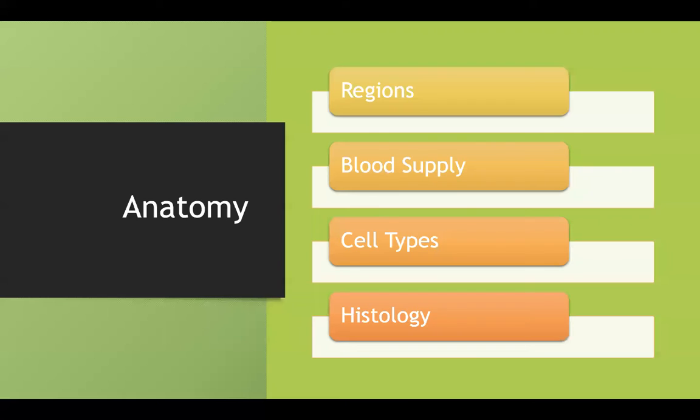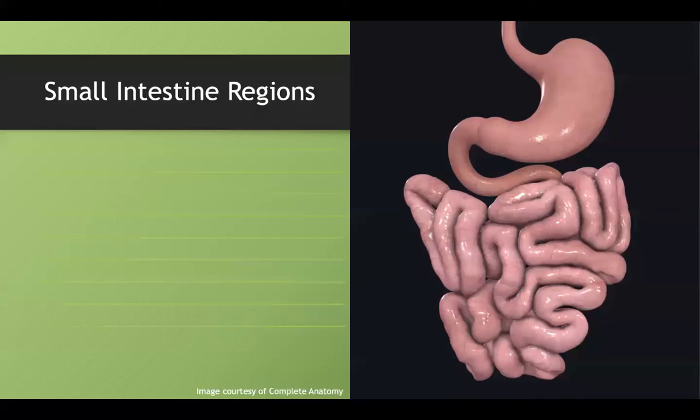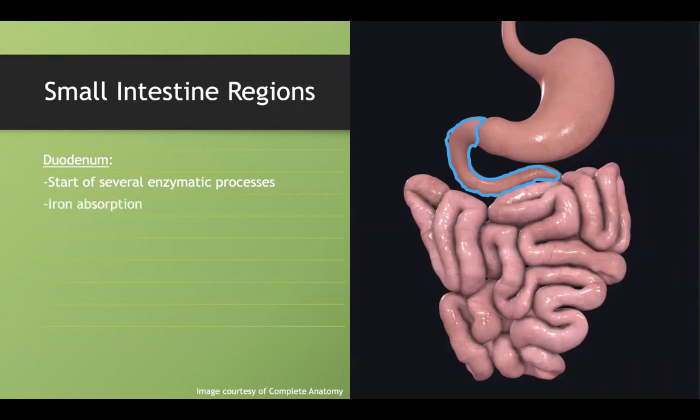So starting with anatomy, the first anatomical thing we'll talk about are the regions of the small intestine. There are three main regions of the small intestine. The first is the duodenum, highlighted in light blue. This is an important area for the beginning of nutrient absorption and macromolecule breakdown. This is also an important region when it comes to iron absorption.